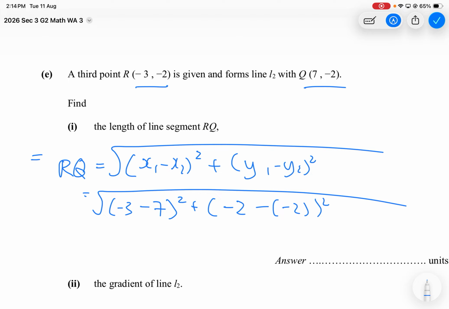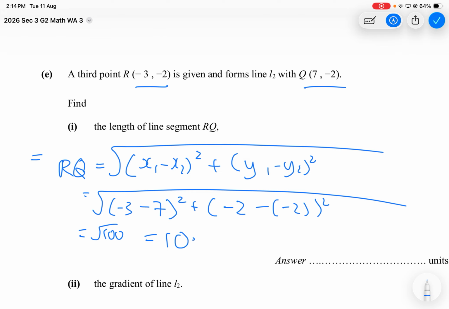You go through this whole thing, you will get correct. -2 plus 2 becomes 0. -3 -7 become -10. Square already become 100. Square root of 100 equals to 10. Oh my god.